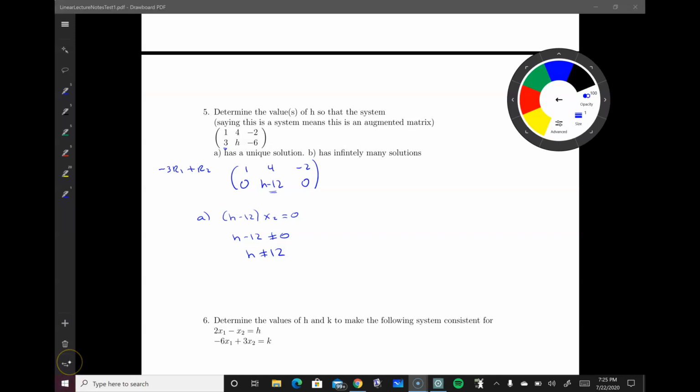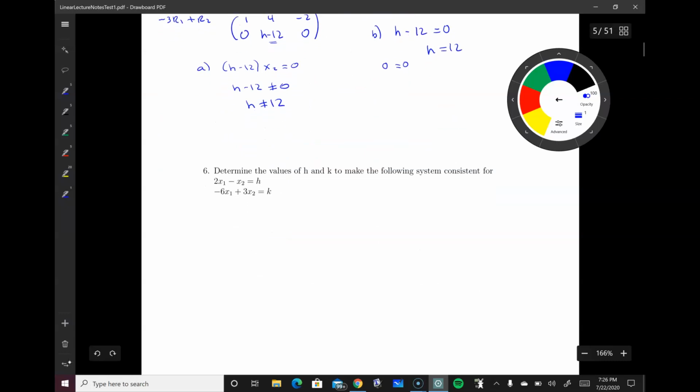Shoot. So when will this equation have infinitely many solutions? That will be when h minus 12 is equal to 0, because that will give me the last line of 0 equals 0, which is true, but that would mean that both of the equations of lines turned out to be one equation, so they were lines on top of each other. So when h equals 12, that's when there's infinitely many solutions. When it doesn't equal 12, that's when there's a unique solution.